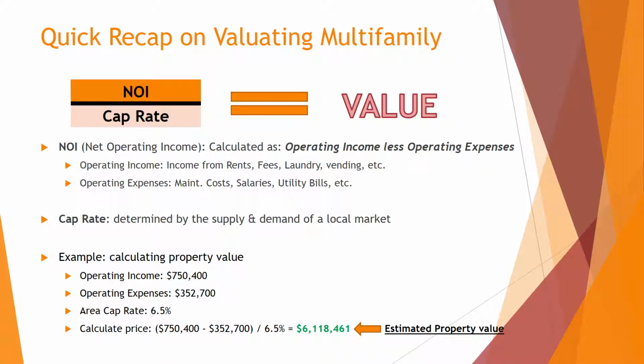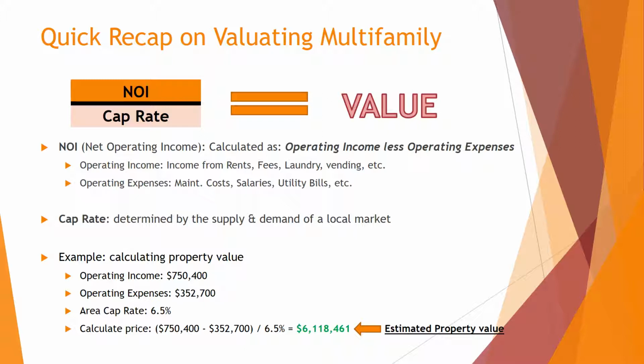So before we start talking about the 50% rule, let's do a quick recap on how we evaluate a multifamily property. Basically the formula is net operating income divided by cap rate, and that's the value of the property. NOI, net operating income, is basically calculated by taking your operating income less your operating expenses. Operating income can be your income from rents, the application fee, the late fee, laundry income, vending machines, and so on. Operating expenses are your maintenance cost, your salaries, your utility bills, and so on.